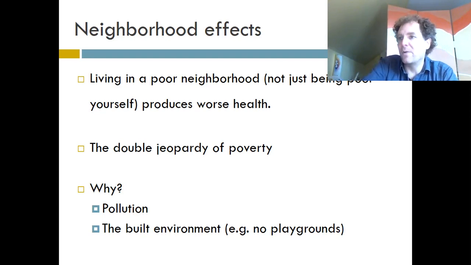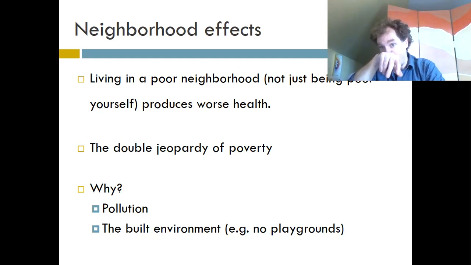Second is what we can call the built environment. So the built environment are the human physical structures that humans create. So schools, libraries, roads, sidewalks, right? And so what we see here is that people who live in poorer neighborhoods are more likely to live in a built environment that is worse for their health, right?